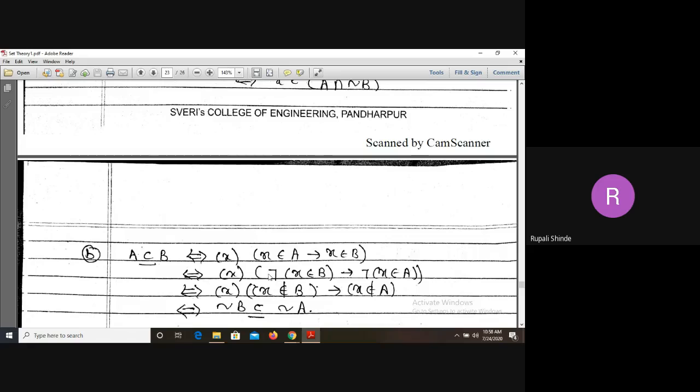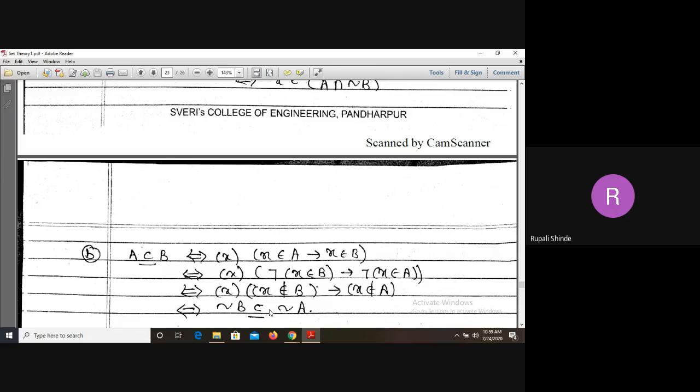Again, what is the meaning of negation of x belongs to B? It means x does not belong to B. That's why for any element x, if x does not belong to B, then x does not belong to A, because we have taken negation here. So what is the meaning of this? If x does not belong to B, then x does not belong to A. It means negation of B is a subset of negation of A. Here we have applied the definition of subset.